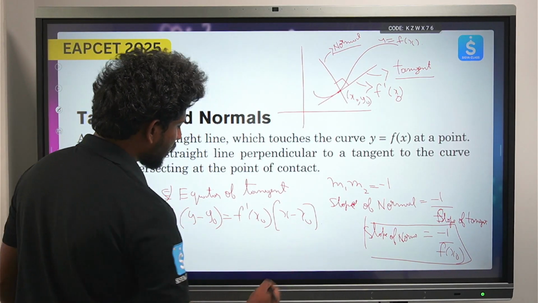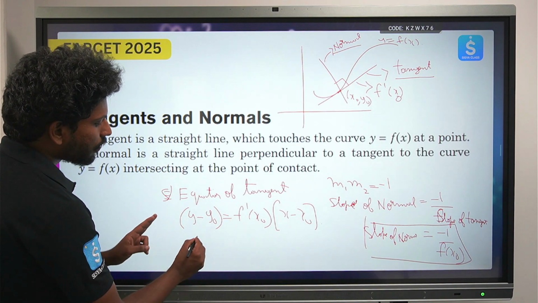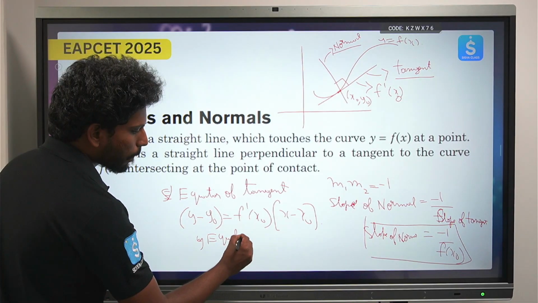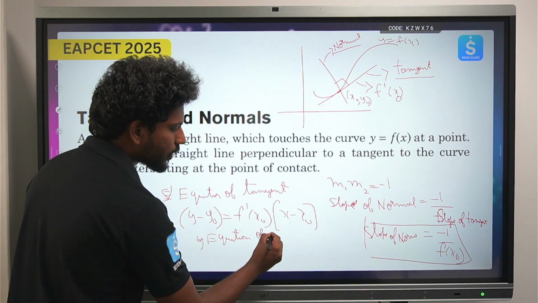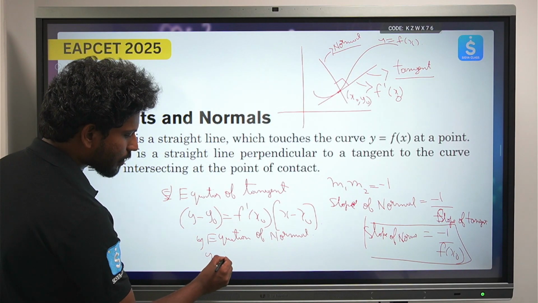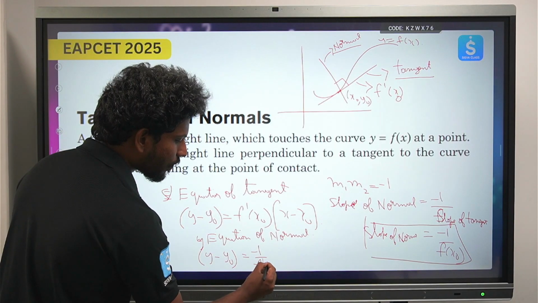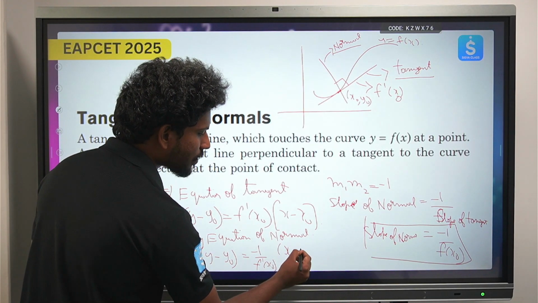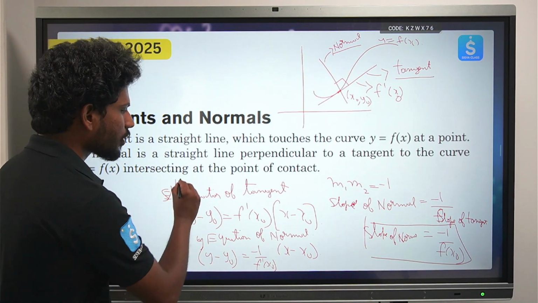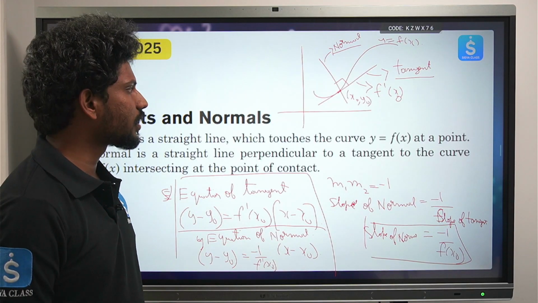So it is simple. Similarly, what will be the equation of a normal? Equation of normal: y minus y0 equals -1 by f dash of x0, into x minus x0. Okay, so this is how you can find it. This is the equation of a tangent, this is the equation of a normal. So we have these two. Okay, so this is very easy.